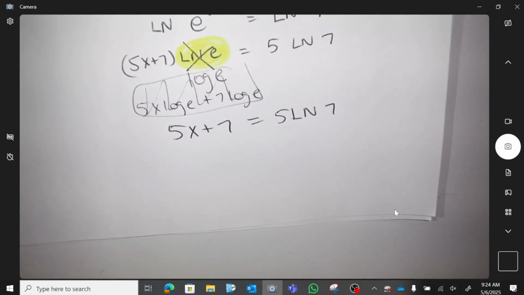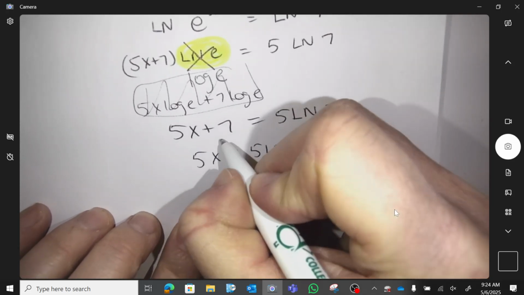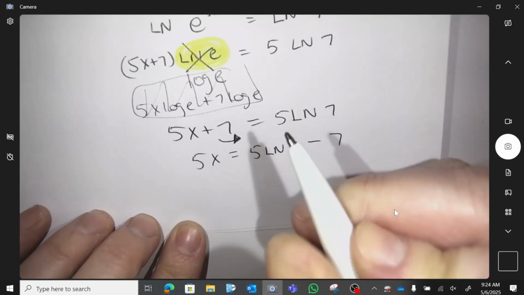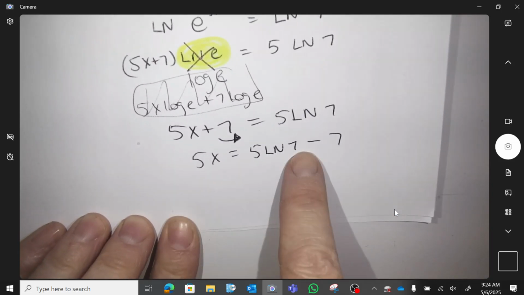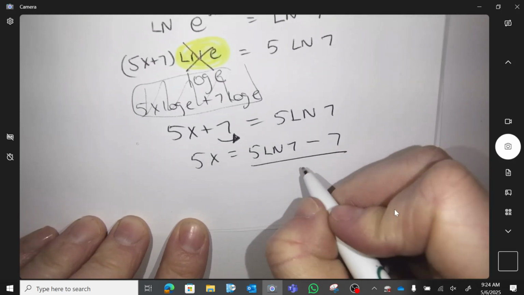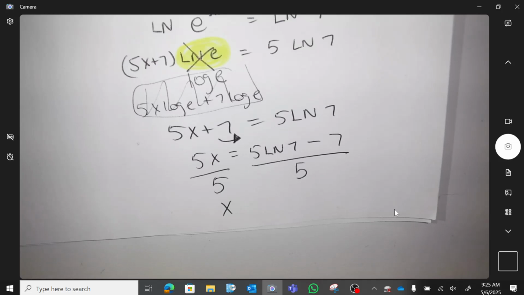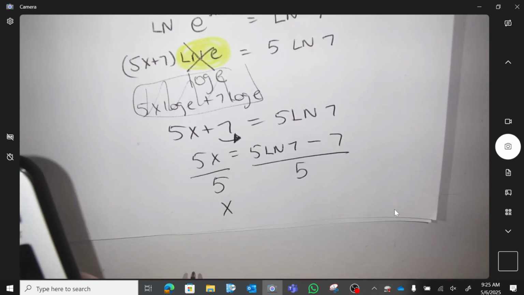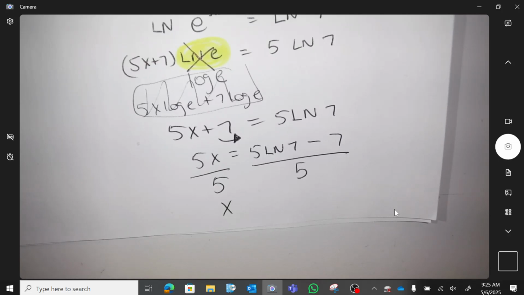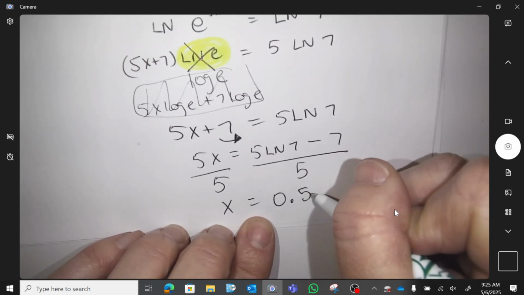All right, what has an x in it? What doesn't have an x in it? Kept that because it had an x, moved that because it didn't have an x. And divide by 5. Okay, so I'm going to be using my ln button, right? Do you see it? It should be probably right beside your log button.